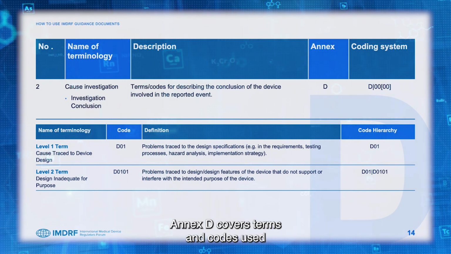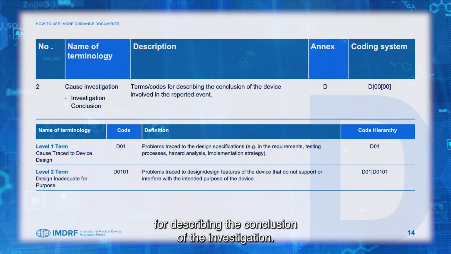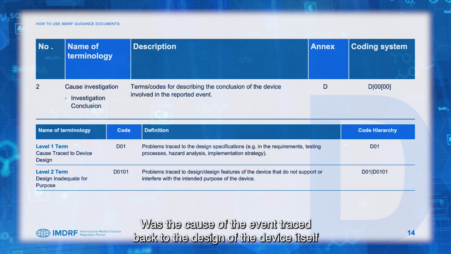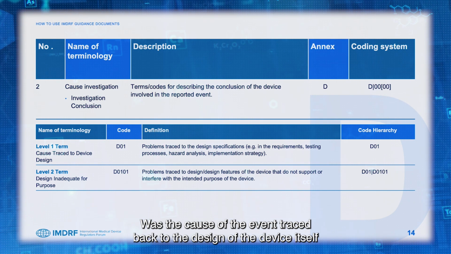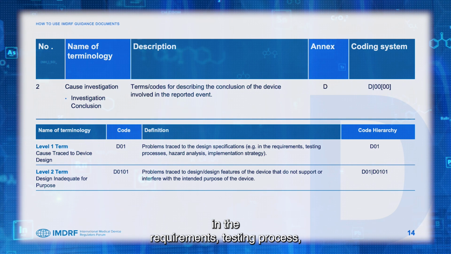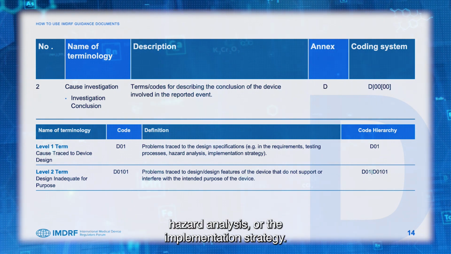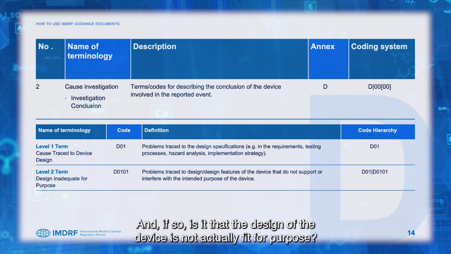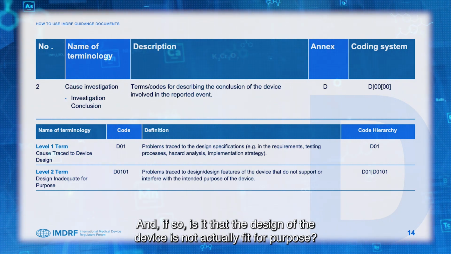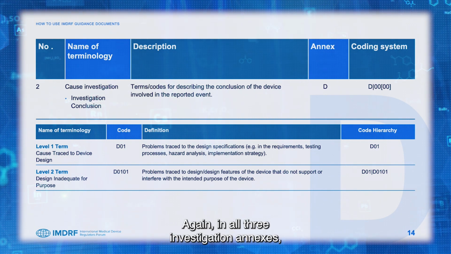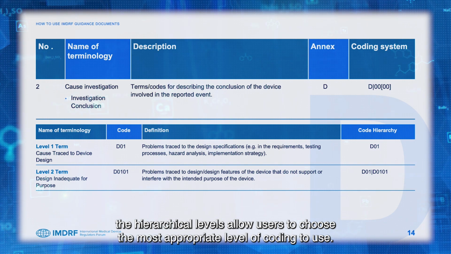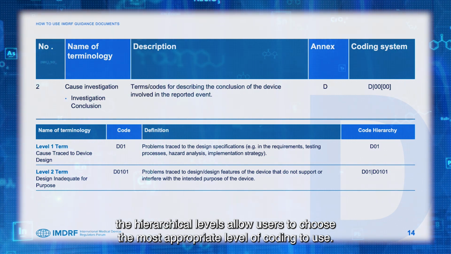Annex D covers terms and codes used for describing the conclusion of the investigation. Was the cause of the event traced back to the design of the device itself or the design specification? For example, in the requirements, testing process, hazard analysis, or the implementation strategy? And if so, is it that the design of the device is not actually fit for purpose? Again, in all three investigation annexes, the hierarchical levels allow users to choose the most appropriate level of coding to use.